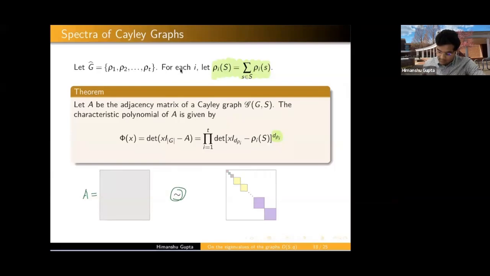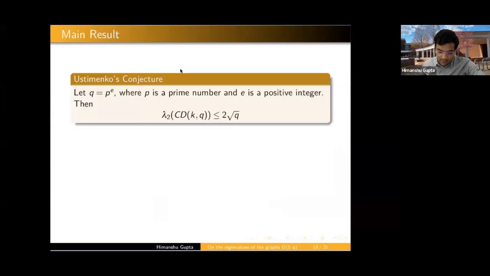All right, then. So that was the background for Cayley graphs and their spectrum. So remember Ustimenko's conjecture. What does it say? It says that if I start with any prime power q, then the second largest eigenvalue of a connected component CD(k,q) is at most 2 square root of q. Okay, so in general, D(k,q) are not connected, but each of its components are isomorphic to each other. So I'm just going to talk about one of them, which is CD(k,q).